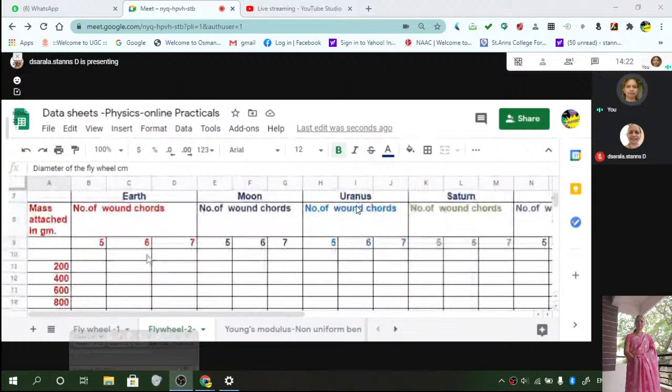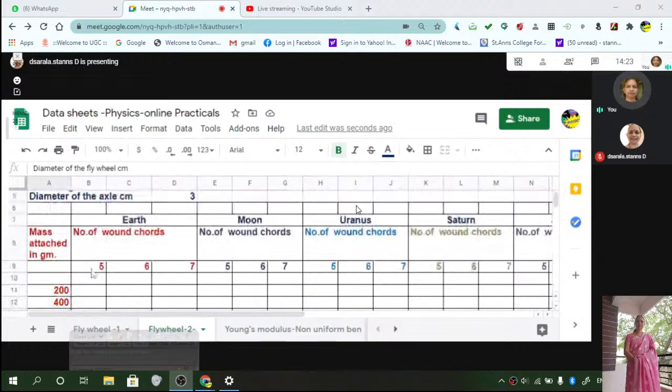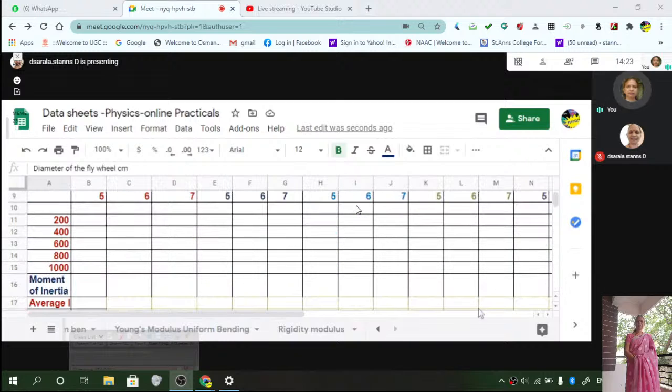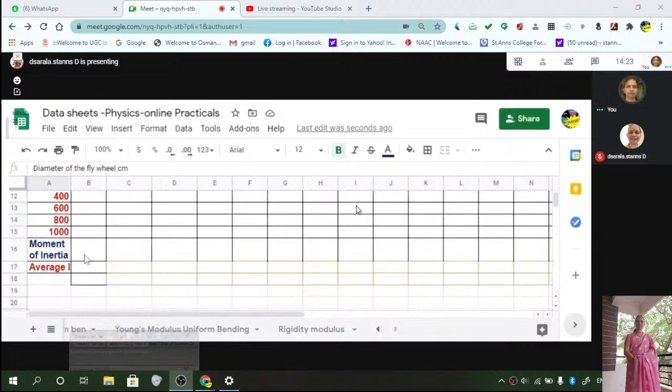And on the planet Earth, you change the mass from 200, 400, 600 and 1000. Repeat this experiment for 5 windings, 6 windings, 7 windings. Likewise, you can choose different environments: Moon, Uranus, Saturn. I think one more is there. Yeah, Earth, Moon, Uranus and Saturn. Find out these values. And then the value will be calculated. You already calculated, you get the value here as 0.1433.